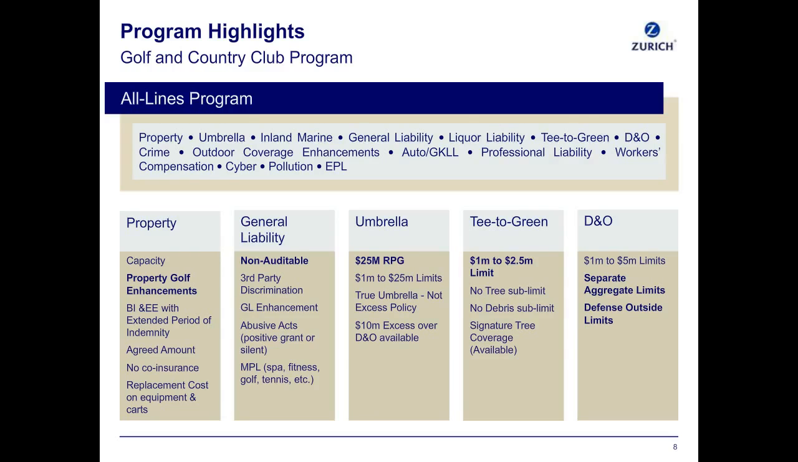From an umbrella perspective, we can offer up to $25 million of umbrella limit. This is a true umbrella. And we also have the ability to offer a $10 million sublimit, which would go over the primary, D&O, and EPLI.